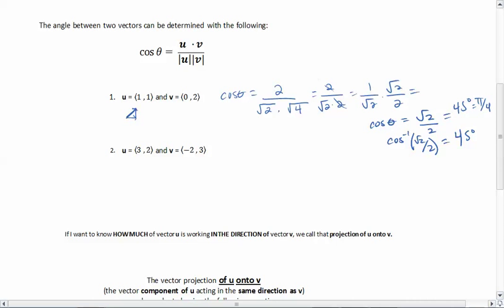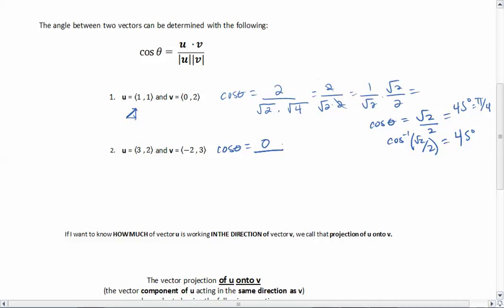Okay, let's do the next one. So we have u is equal to 3, 2, and v is equal to negative 2, 3. So we had cosine theta is equal to 0 over, and it totally doesn't matter what anything else is in this one, right?